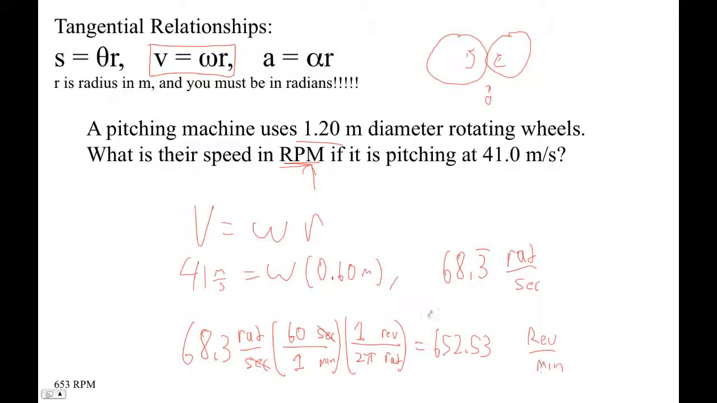Okay, so in that case, when you solve for these things, it will be in radians per second, and so all we have to do is a unit conversion afterwards. Okay.